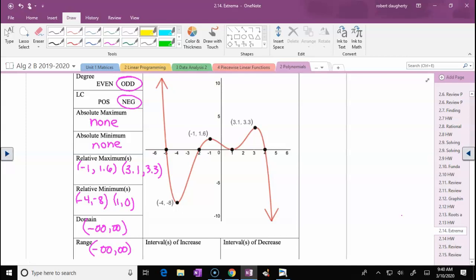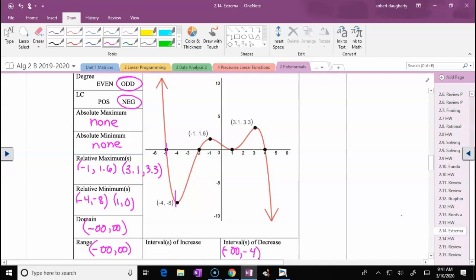Suppose I'm right here. If I travel from left to right, I was here and now I'm here. Did I go up or did I go down? You went down. So this graph is decreasing. It decreases from negative infinity to what point? Negative 4. It's the x values. So it decreases from negative infinity to negative 4.